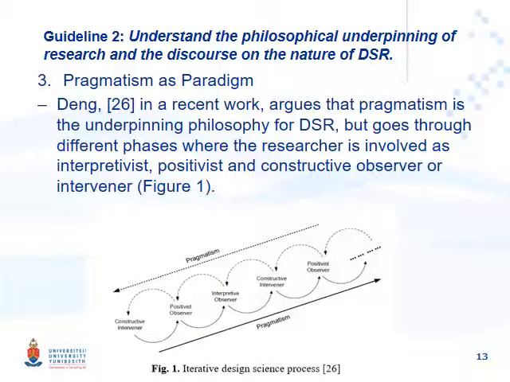Deng, in a recent work, argues that pragmatism is the underpinning philosophy for design science research but goes through different phases where the researcher is involved as interpretivist, positivist, and constructive observer or intervener. If you look at the different ways that he has his cycles, he talks about the constructive intervener, then you can be a positivist observer, an interpretive observer, and you go through these cycles. And this is the nature of pragmatism of the whole project, but you can have different other perspectives while you are doing your research.